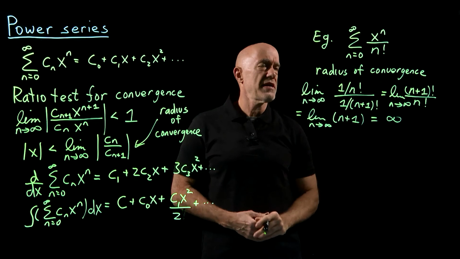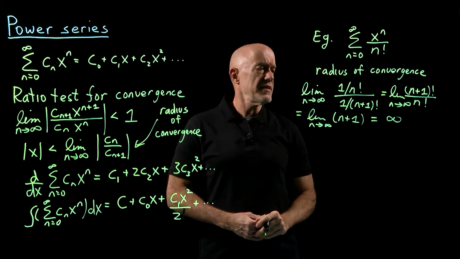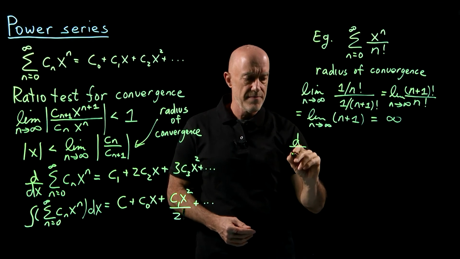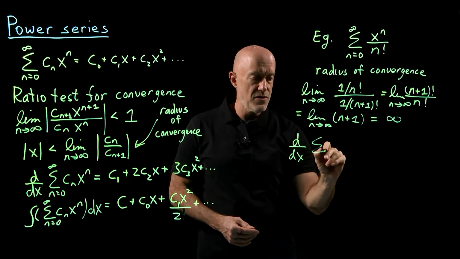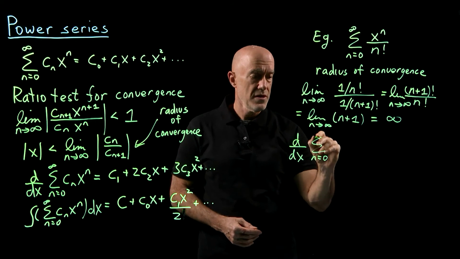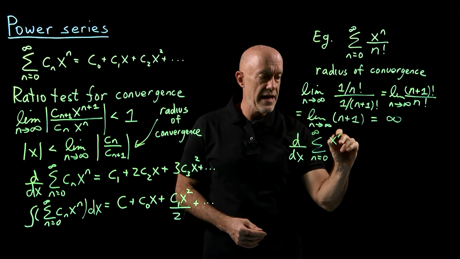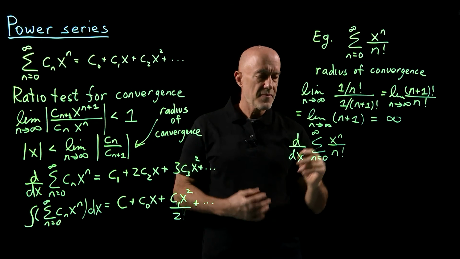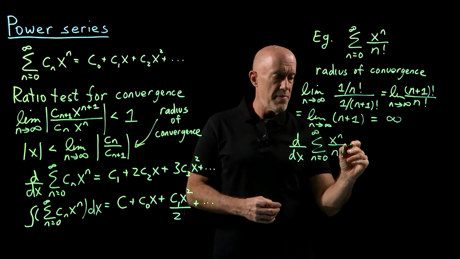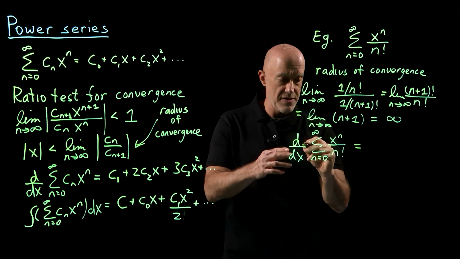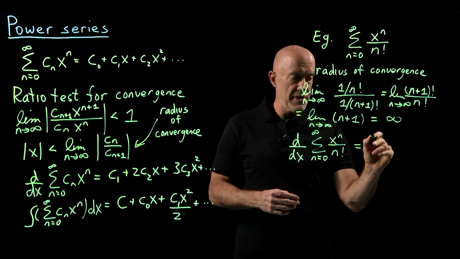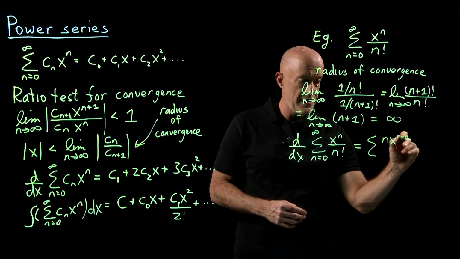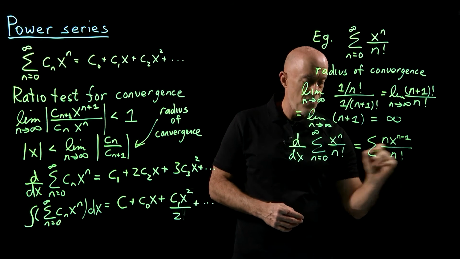We can differentiate that. We can integrate that. Let's see what happens if we differentiate it. If we take the derivative of this power series, n equals 0 to infinity, x to the n over n factorial, that would be the derivative term by term. So we can bring the derivative inside. So that would be the sum of n times x to the n minus 1 over n factorial.